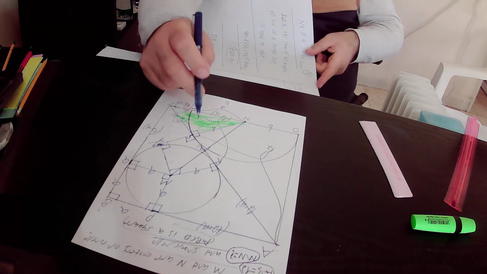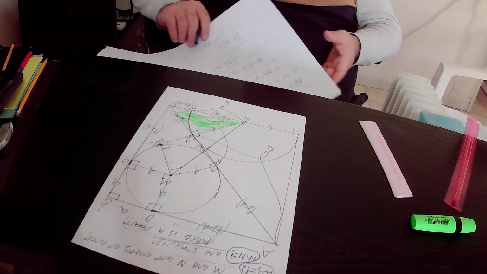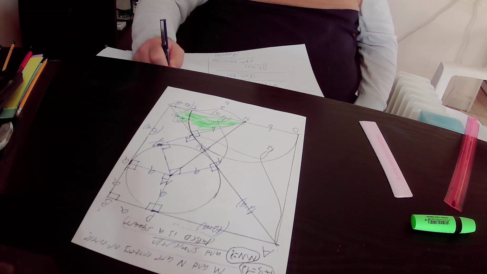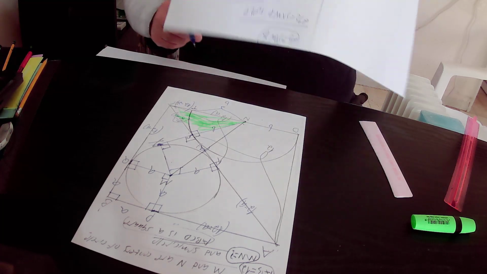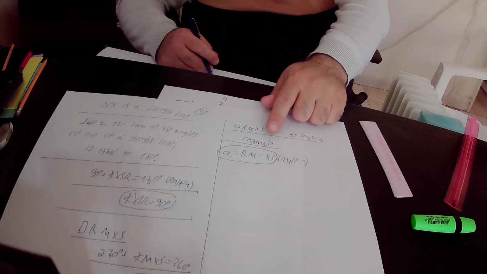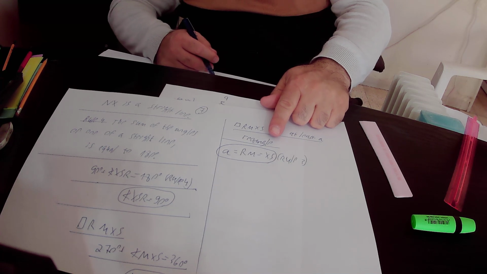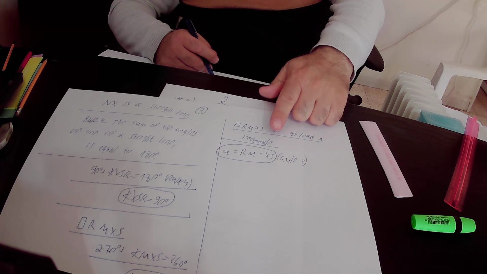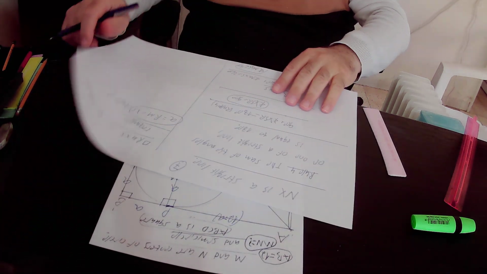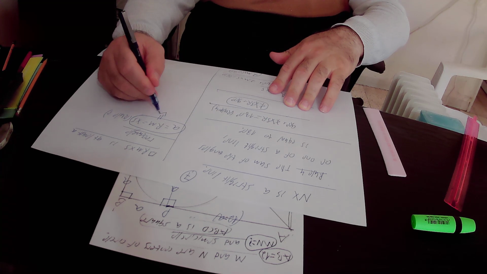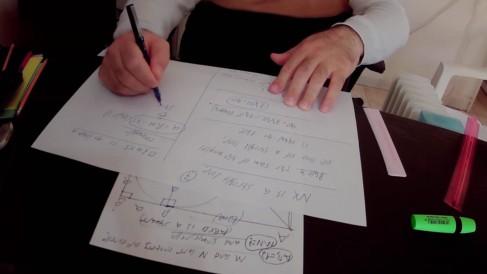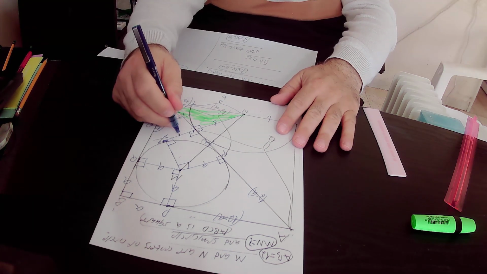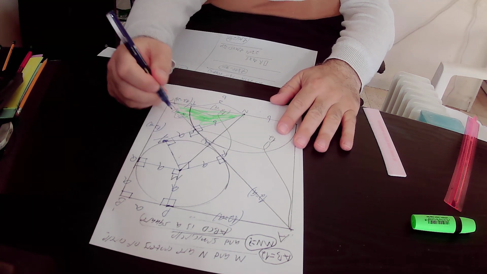But RM is the radius of the circle, that is to say it equals to A. RM equals to A. From this equation, A equals to RM equals to SX, we will derive that SX is also equal to A. SX equals to A.